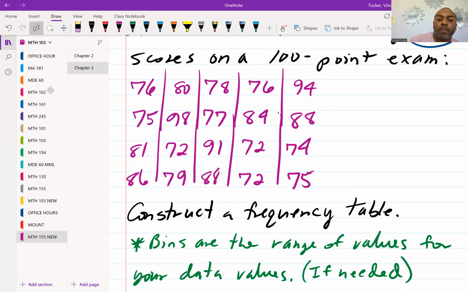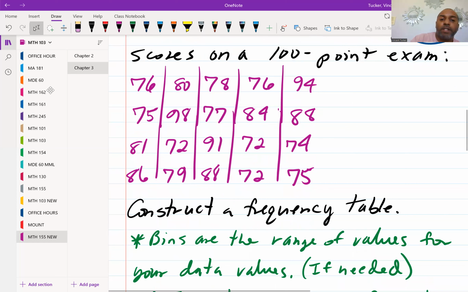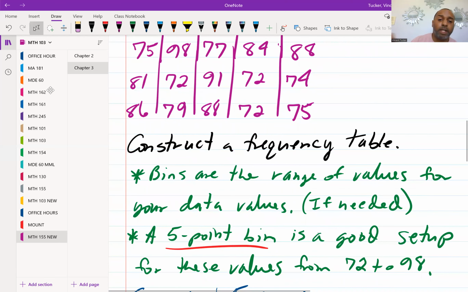All right, so first thing we're gonna do, because we have this wide range of values going from 72 to 98, we're gonna create bins. Bins are just the range of values for your data. It's only if needed. Sometimes you won't need it.